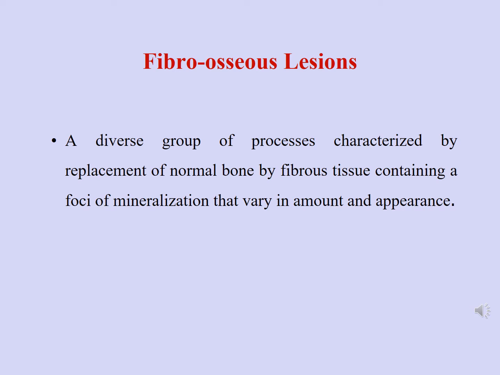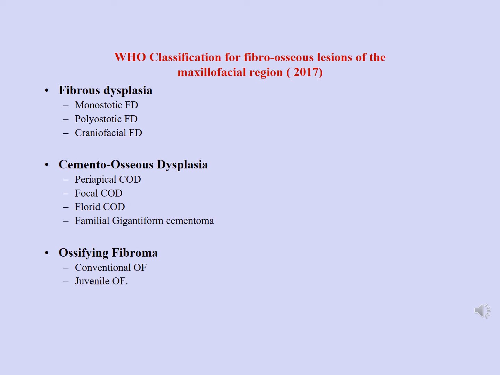Now, based on this characteristic process, the WHO has classified fibrous lesions of the maxillofacial region over the course of many years. One of the latest is the 2017 classification, wherein fibrous lesions, that means lesions of the head and neck where the bone is replaced by fibrous tissue and then the fibrous tissue undergoes mineralization, are categorized as follows. Number one in that list is fibrous dysplasia. Under fibrous dysplasia we have three types: monostotic fibrous dysplasia, polyostotic fibrous dysplasia, and craniofacial dysplasia.